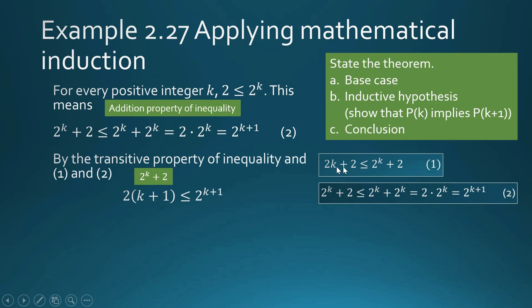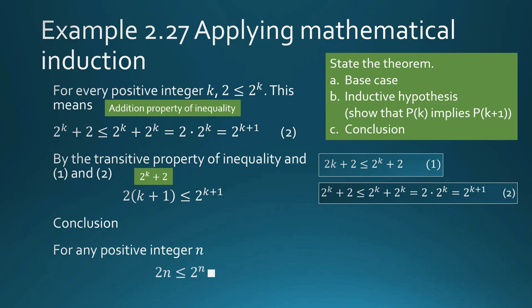So combining these two, the transitive property of inequality and statements 1 and 2, we now conclude that 2 times k plus 1 is less than or equal to 2 raised to k plus 1. So we have shown it. When we assume that the statement is true for k, we were able to show that the statement is also true for the next integer after k, which is k plus 1. Conclusion: for any positive integer n, 2 times n is less than or equal to 2 raised to n.